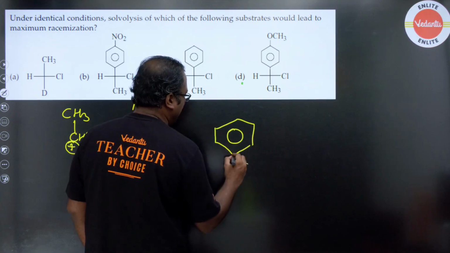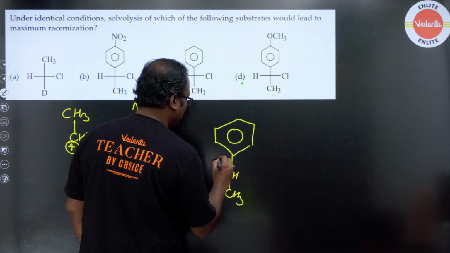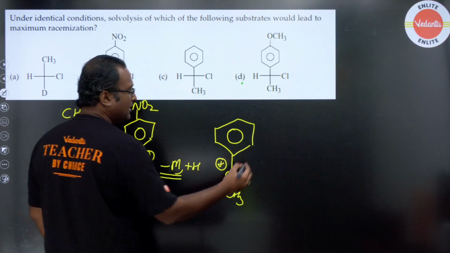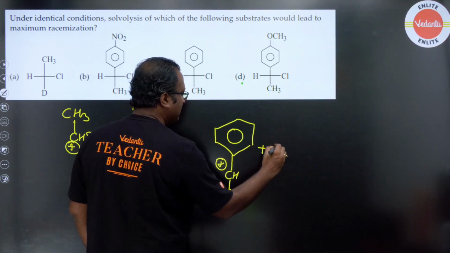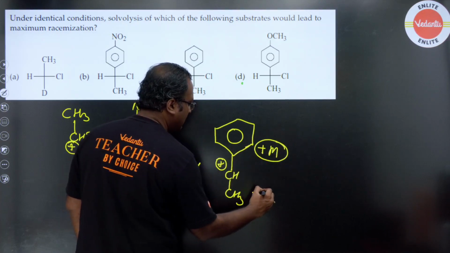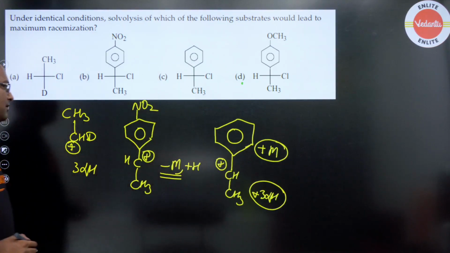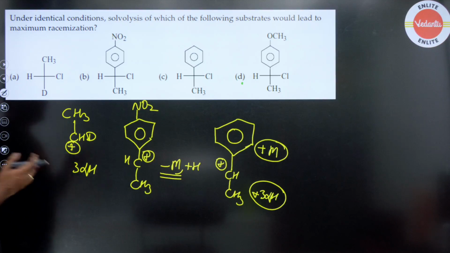Next, benzene ring, when no group is attached to the benzene ring, what can it do? It can behave as plus M as well as minus M. So we use the induced plus M effect of the benzene ring and 3 alpha hydrogen here. So definitely this is much more stable. The C1 is much more stable than A and D.